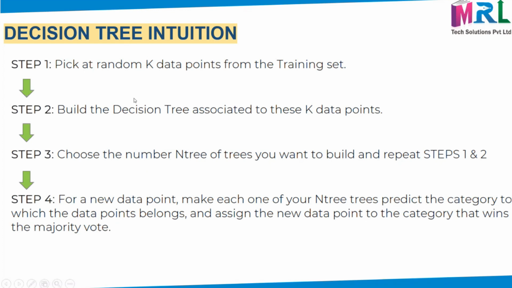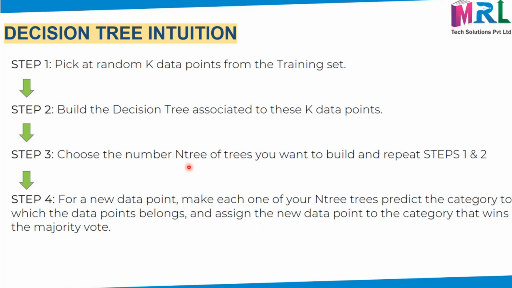So what is the step is pick a random k data points from the training set, build a decision tree associated to this k data points, choose the n number of trees you want to build, and repeat steps 1 and 2. So I have to determine how many trees I want to use.